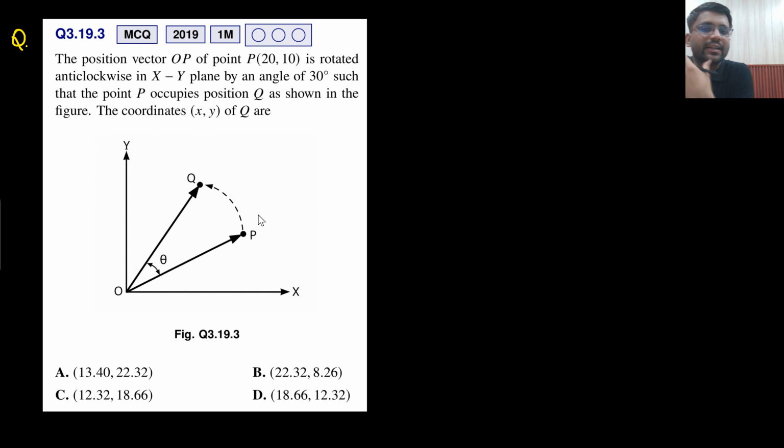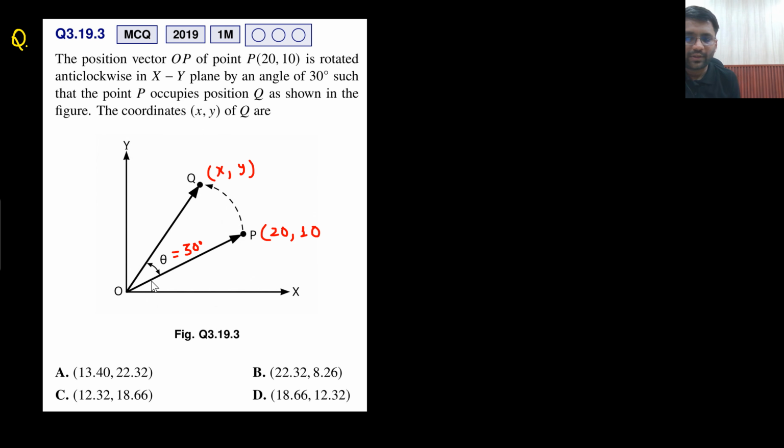This is the last question. It is not related with integral calculus or anything. It is a simple concept. What are they saying? The coordinate of point P is (20, 10). Now you have rotated it by 30 degrees, then you are reaching point Q. What will be the coordinate of this point Q? This is what you are supposed to find out.